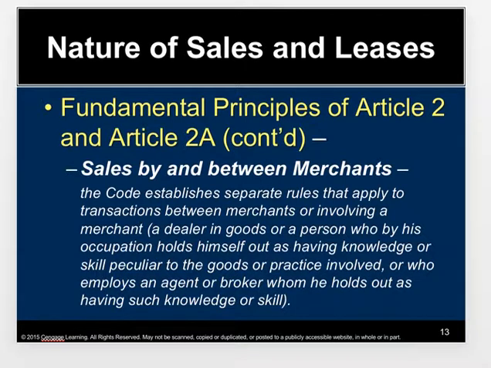All right, so next we're going to talk about sales by and between merchants, because the code does treat that a little bit differently. The code establishes separate rules that apply to transactions between merchants or involving a merchant. In other words, when I'm talking about a merchant, it's a dealer in goods or a person who by his occupation holds himself out as having knowledge or skill peculiar to the goods or practice involved, or who employs an agent or broker whom he holds out as having such knowledge or skill. So that is how the code defines merchants.